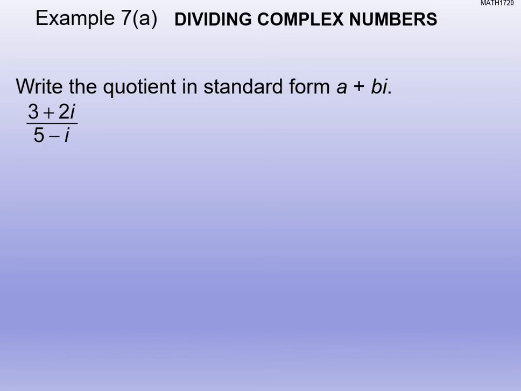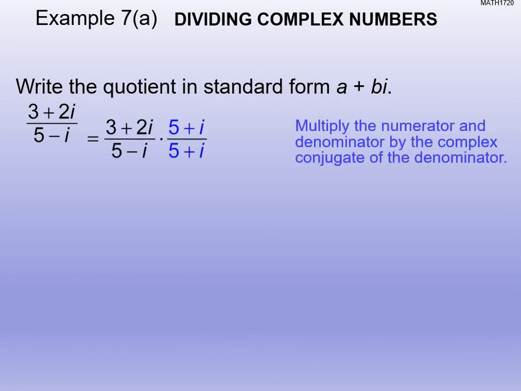Okay, so we want to write the quotient form. Anytime we're going to do dividing, we're going to multiply by the complex conjugate of whatever's in the denominator. Alright, so we want to write the quotient in the standard form A plus BI. That really means no denominator. So we're going to take the complex conjugate of the denominator, which would be 5 plus I, and we're going to multiply the numerator and the denominator by the complex conjugate. That way in the denominator, the imaginary pieces will disappear. So 5 minus I becomes 5 plus I, the complex conjugate.